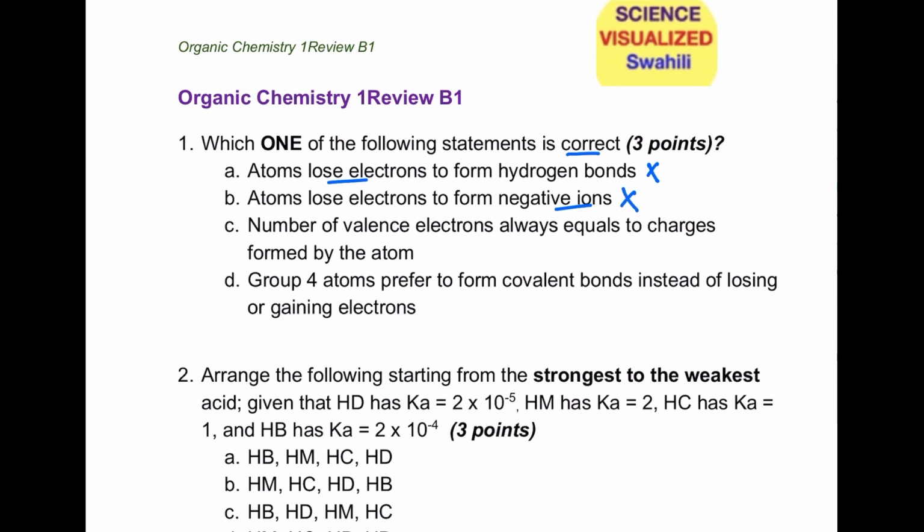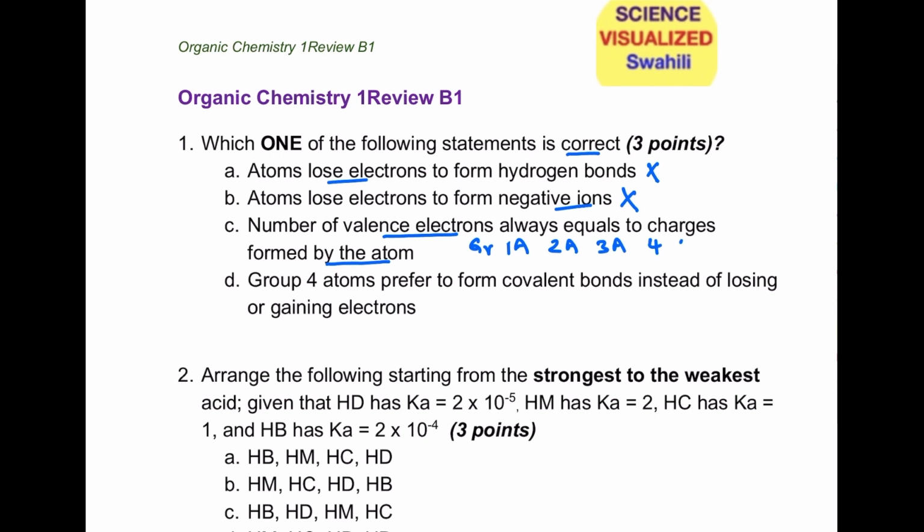That's wrong because when atoms lose electrons, they end up with a net positive charge. Number of valence electrons always equals the charge formed by the atom. That is not really correct. That's only correct in group number 1A. So 1A has a charge of +1, 2A +2, 3A +3, and then group number 4 doesn't form charges. It will prefer to form covalent bonds.